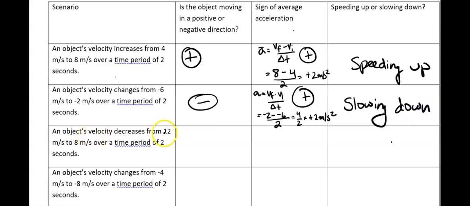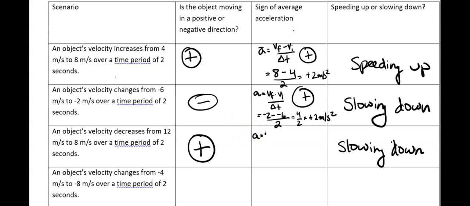Let's look at this one. An object's velocity decreases from 12 meters per second to 8 meters per second. If they're telling us the object's velocity decreases, we know it's slowing down. I don't even have to do anything; they can give it to us as a given. This is a positive velocity, so we're moving in a positive direction. Now let's calculate our acceleration: Vf minus Vi over delta t, so 8 minus 12 over 2. This gives us negative 2 meters per second squared. So that was a negative acceleration.